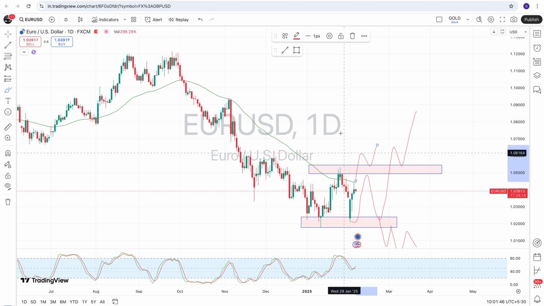So yeah, there is not much to discuss on EURUSD, as it is perfectly going within the two zones. Let's check it out again tomorrow, guys.